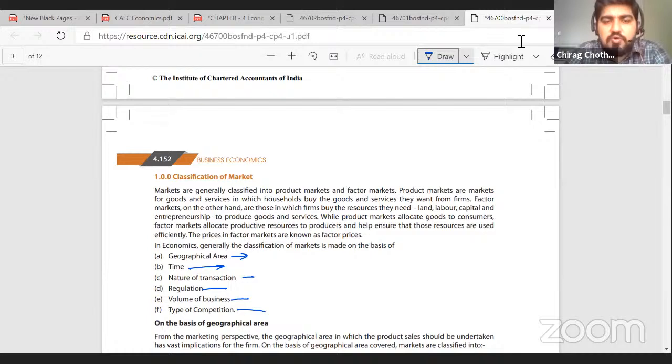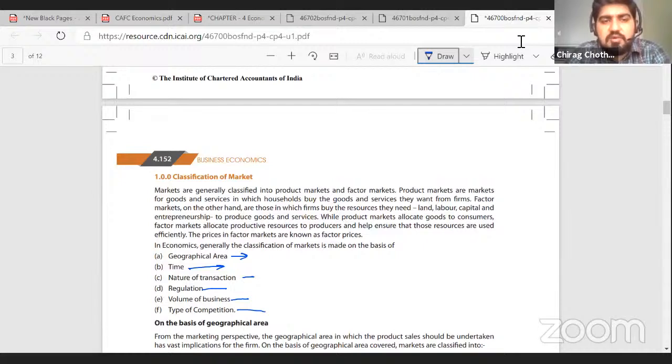Now, when we talk about geographical location, my dear students, first one, it can be based in a very local area, only one branch. So it will be called as local market. If the market is spread to the entire district, let's suppose, it will be called as regional market. If it is spread to the entire country, if you are selling your product to the entire nation, then it will be called as national market. And finally, if you are selling your product not only within the boundaries of our country but also abroad, then it will be called as international market.